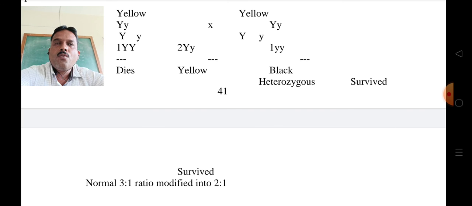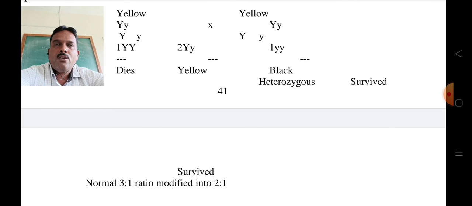The condition is that when dominant genes are in homozygous condition, that individual will not survive. So that one individual dies, and the remaining individuals are two yellow and one black. So the normal 3:1 ratio is modified to 2:1 or 1:2 because of the death of that individual. So this is the allelic gene interaction studied, the lethal gene interaction given by Cuenot, a French geneticist.